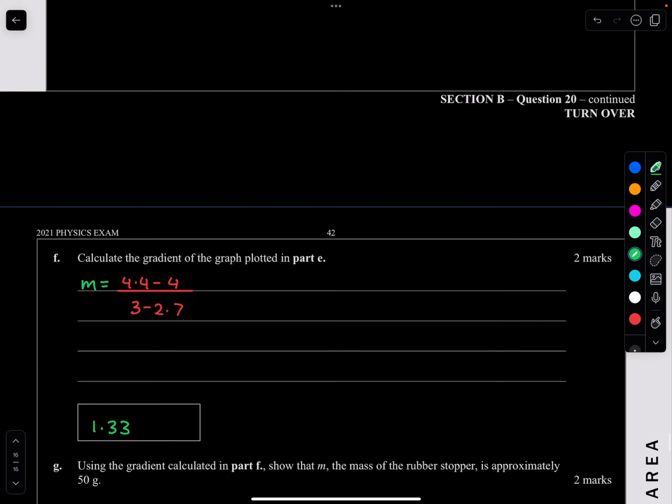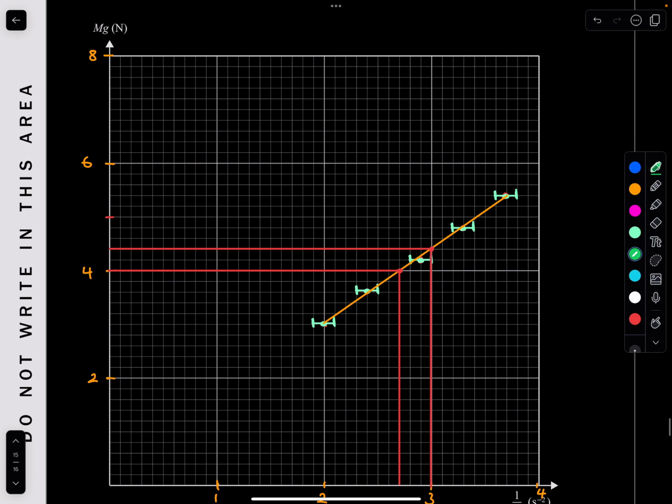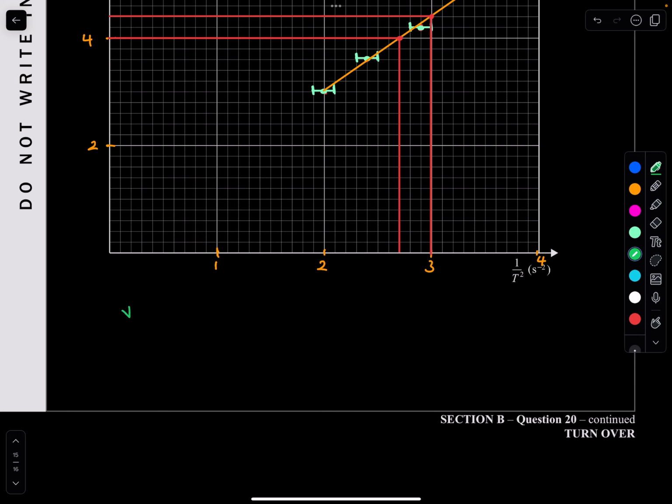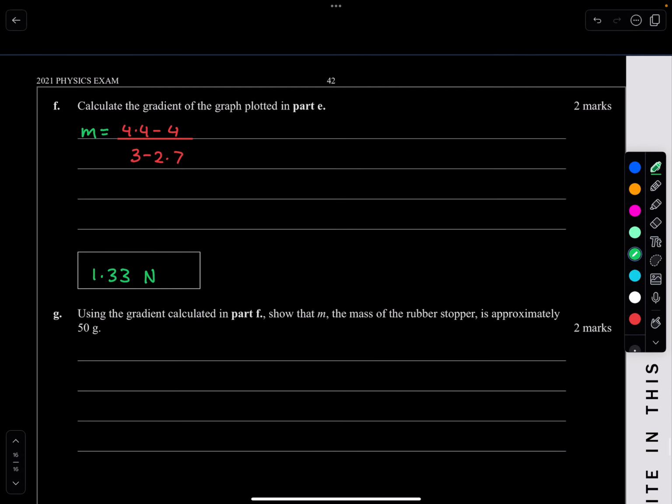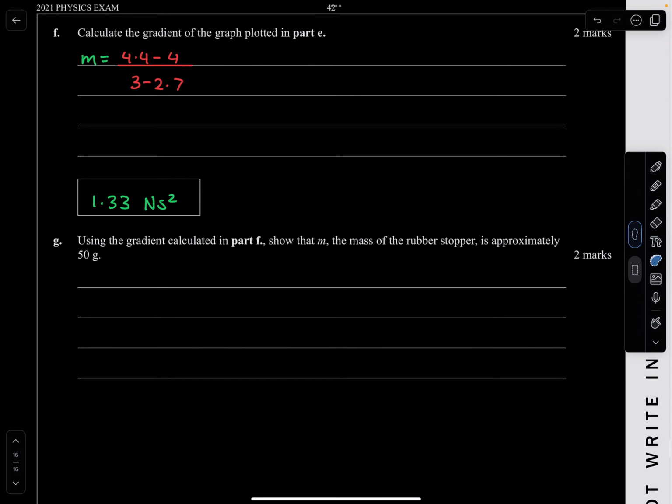1.33 in what units? I think they haven't given the units, so let's find the units too. Basically, it's newtons over your 1 over t squared, your period squared. And so that's the same as newton t squared, where t is seconds, so newton seconds squared. That's the unit. Beautiful. I think they want the units because it's empty here.